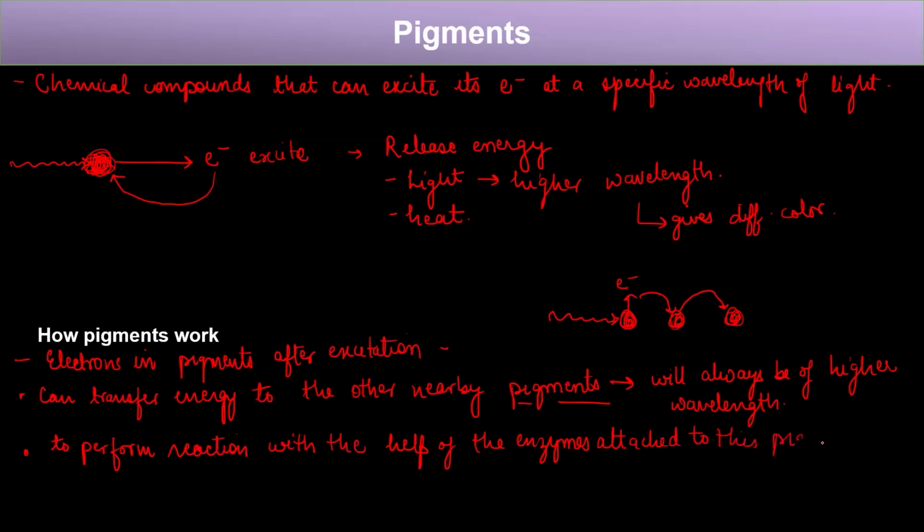So the pigments that are involved in photosynthesis can have two functions when they receive light. The first is they transfer the energy to the other nearby pigments, and those pigments should always be of higher wavelength. And secondly, these pigments also have certain enzymes attached to them. So after excitation, they can also help to perform an enzymatic reaction with the help of those enzymes that are attached to these pigments.